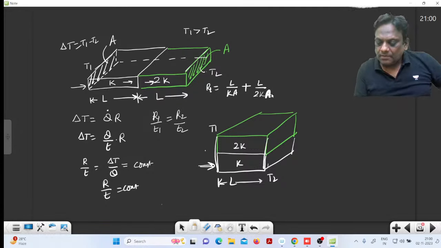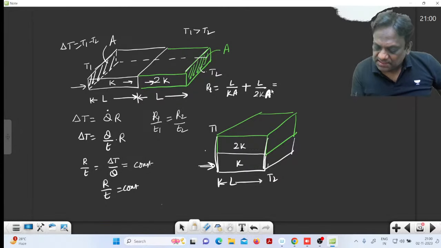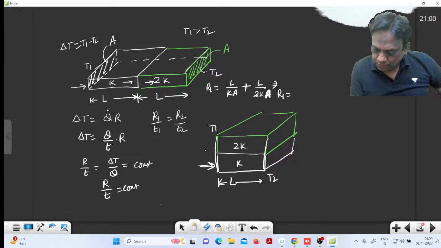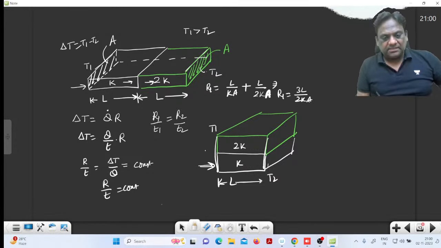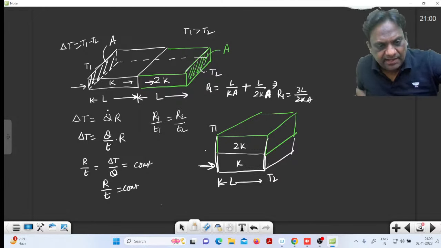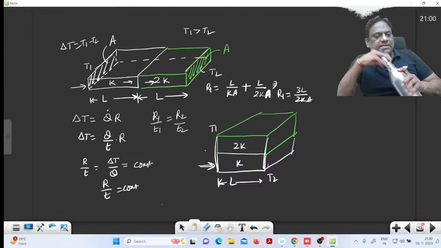Wonderful, sirs. So can you tell me what is this resistance in the first case? In the first case, the resistance is 3L by 2KA. ये हो गया, sirs. Wonderful, sirs. Anyone, is there any problem, sirs? Till now, is there any problem?